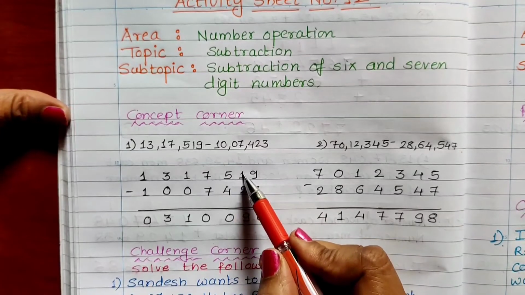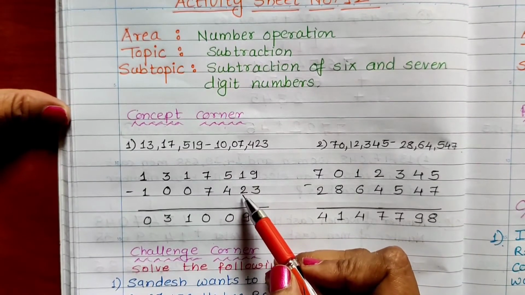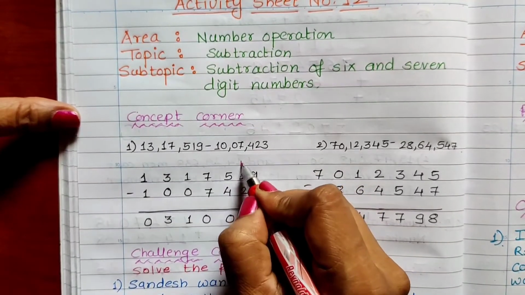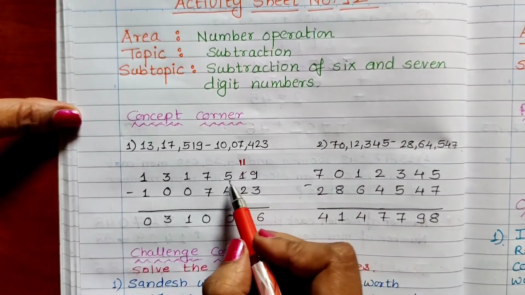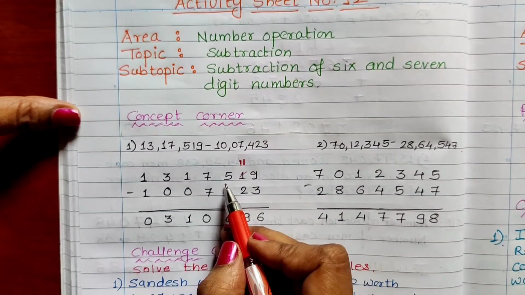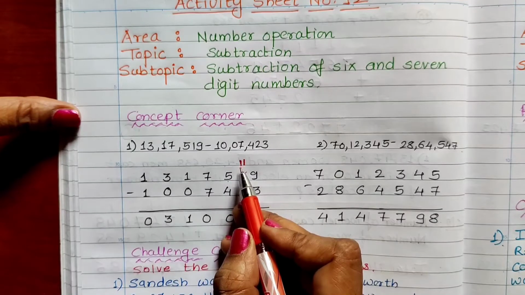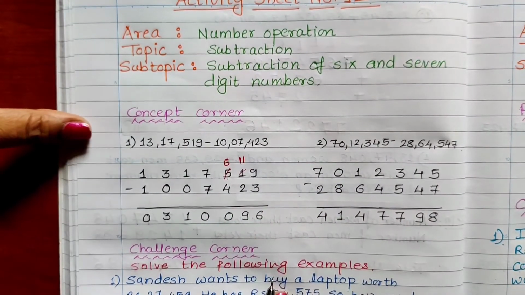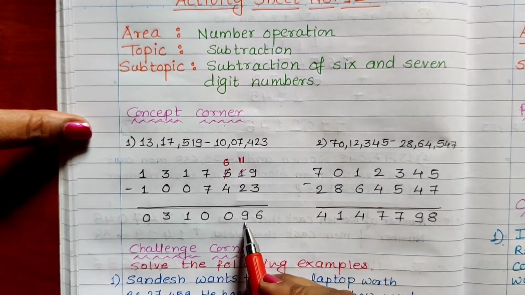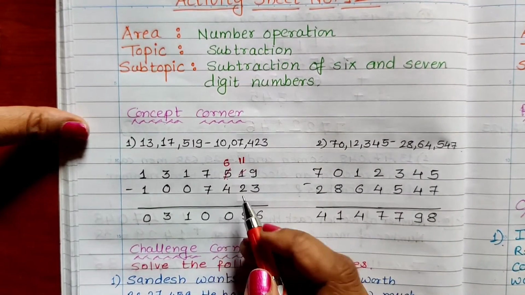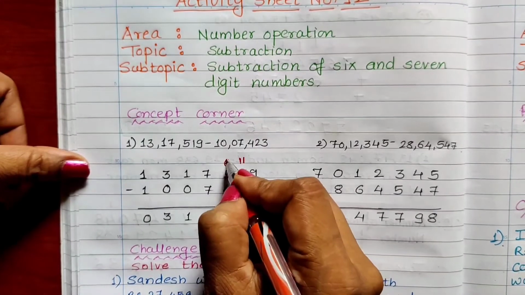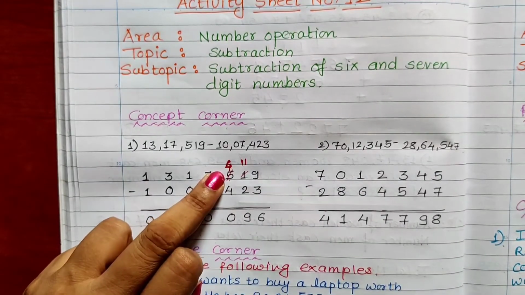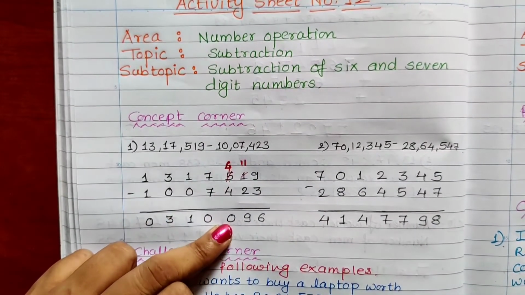Now next is 1 minus 2. 1 is smaller than 2, so we cannot subtract. So in place of 1 we have to write 11. That means we have borrowed 1 from 5 from this previous number. So we have borrowed 1 from 5, so 5 has become 4 now. Correct? Now 11 minus 2 is 9. 4 minus 4 is 0.